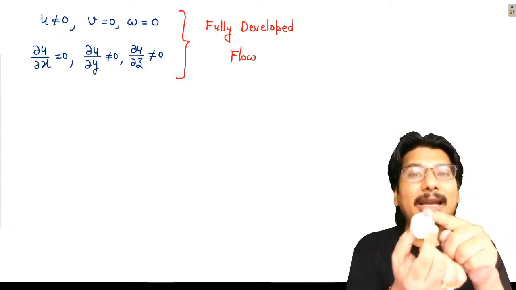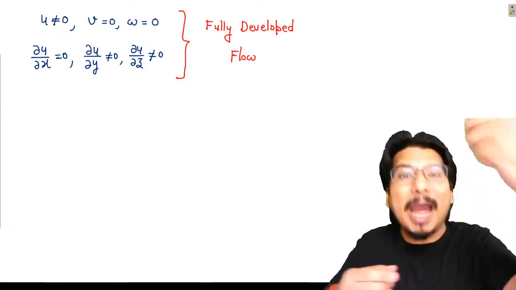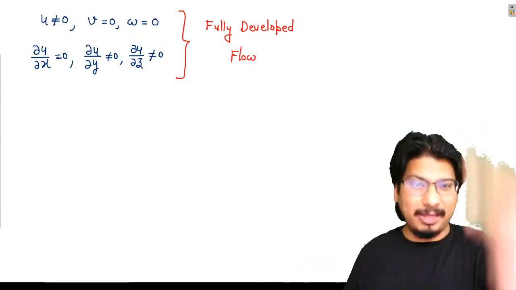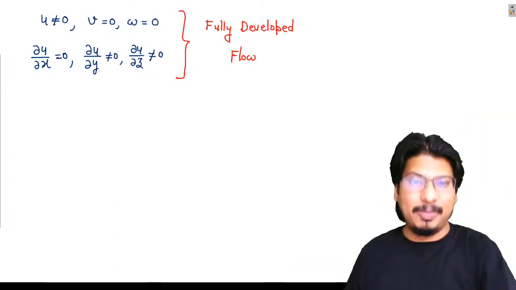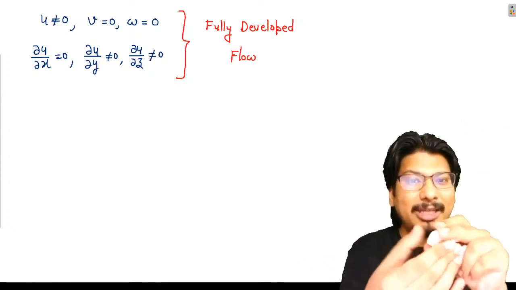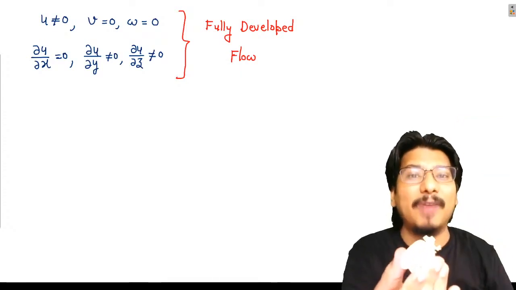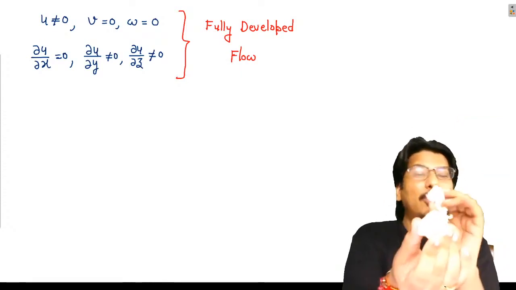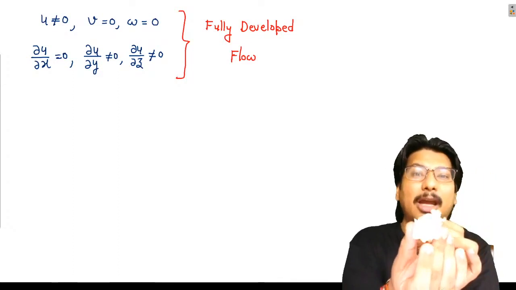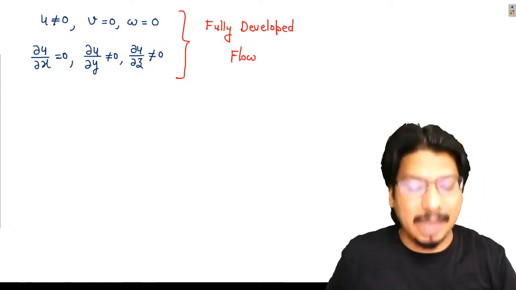Assume the center line fluid particle. Assume a pipe, a round pipe. There is a circular pipe. The fluid particle which is at the center line will be having the velocity of 5 meter per second. The one at its side is having 3 meter per second. So 100% the velocity is changing in the z direction also.